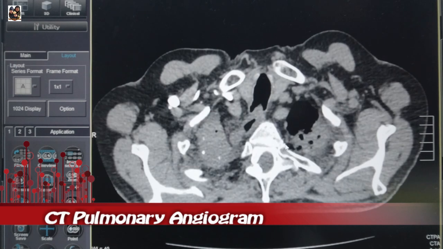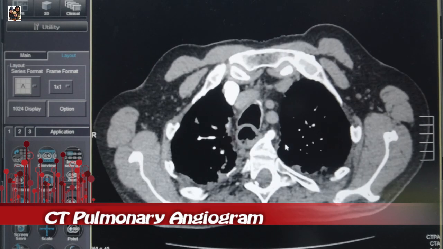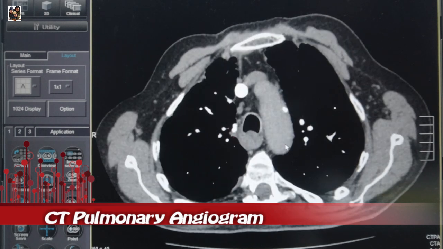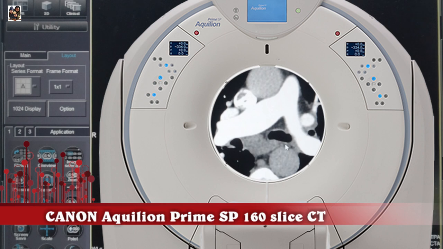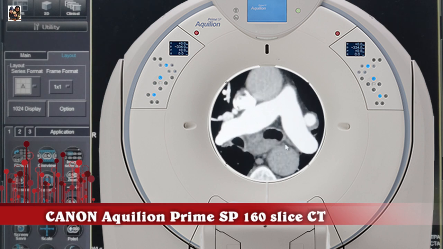Hello guys, in this video, I'm going to share with you how I scan a CT pulmonary angiogram using a Canon Aquilion Prime SP 160 slice CT.